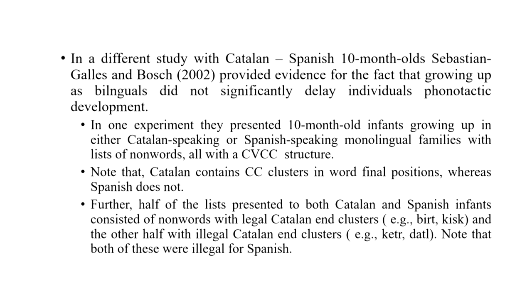And basically, in Catalan, word endings with CC clusters are legitimate. They are legal, whereas in Spanish, it does not really happen at all. So these CVCC structures are valid for Catalan-speaking individuals, but not for Spanish-speaking individuals. Also, half of the list presented to both Catalan and Spanish infants consisted of non-words with legal Catalan ending clusters like Bert and Kursk, and the other half with illegal Catalan end clusters like Keter and Dattel.